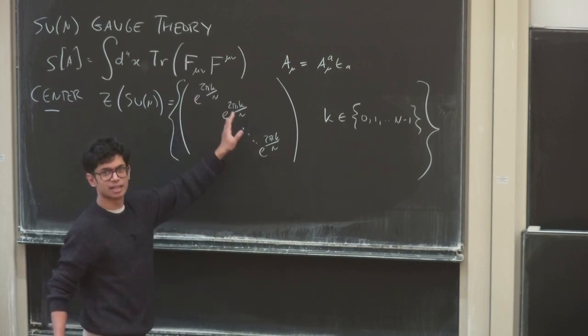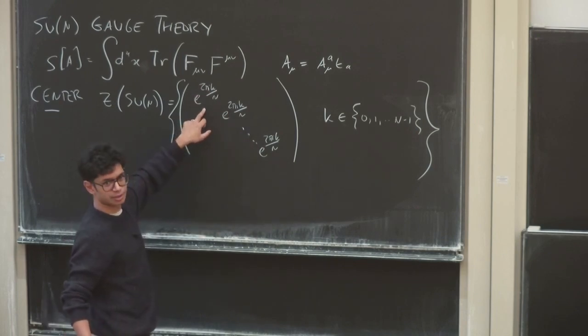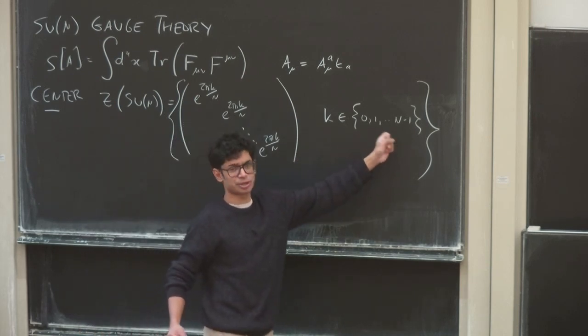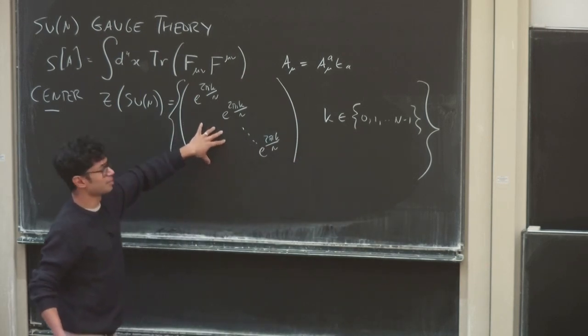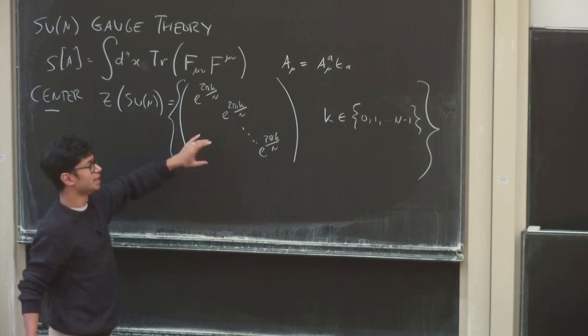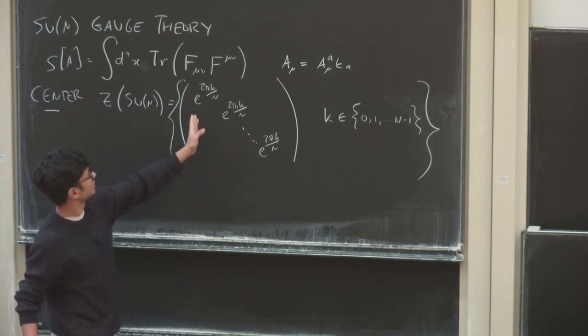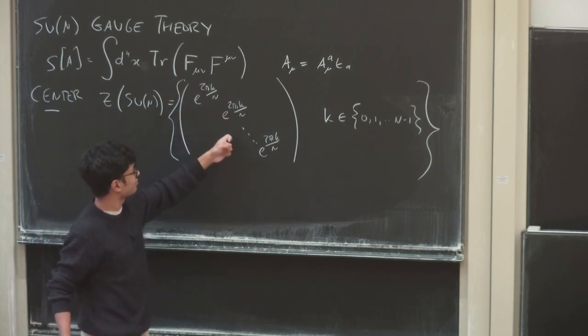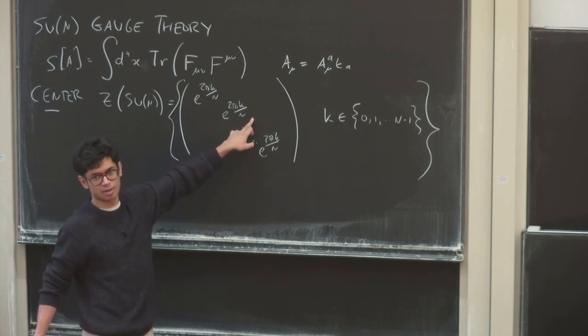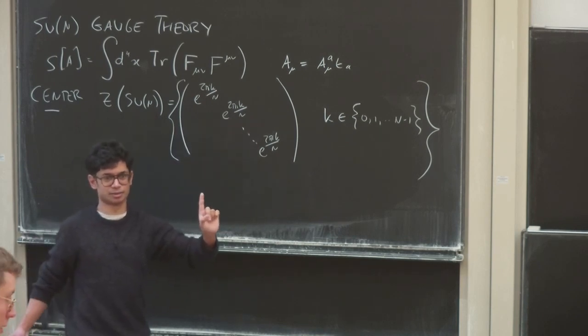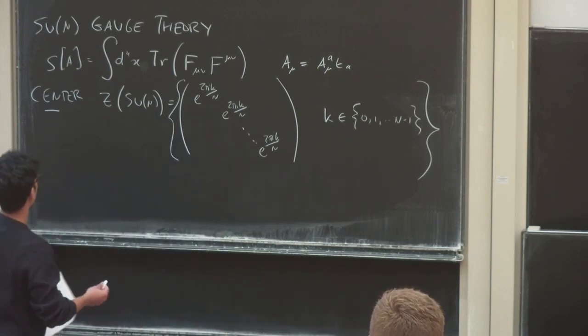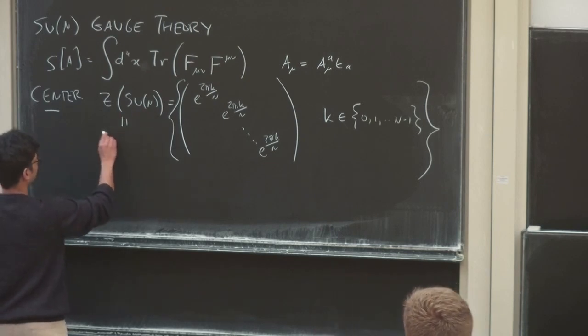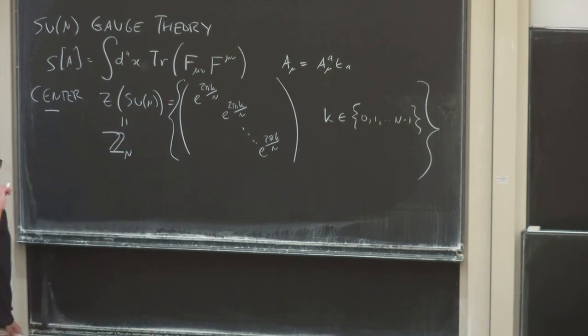Okay? So for SU(N), the center is generated by matrices that look like this. They're diagonal, and they're just the overall phase e^(2πik/n), where k goes from 0 up to n minus 1. This clearly commutes with everything because it's diagonal. It's also in SU(N) because if you take the determinant, there are n factors, and that cancels the n in the denominator. So you end up getting 1. That's important. So this is clearly the group Z_n.